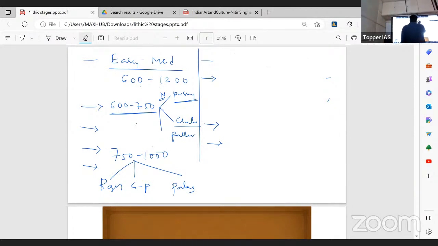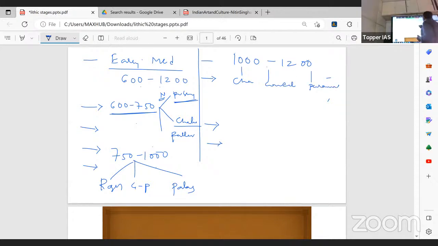So then 1000 to 1200, the period of confusion, right? There were Chauhans, Chandelas, and Paramaras in the north. And from 850 to 1200, the mighty Chola Empire in the south. So 850 to 1200. North: Chauhan, Chandela, Paramara.